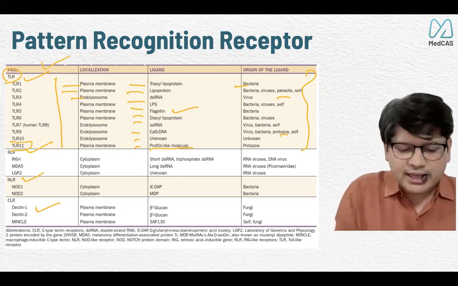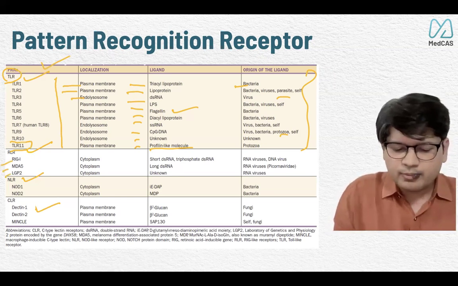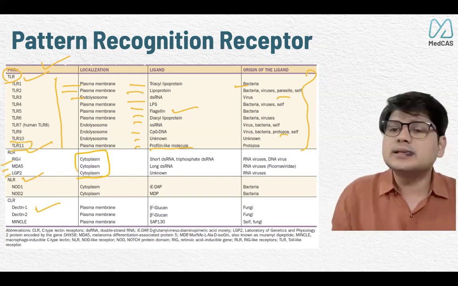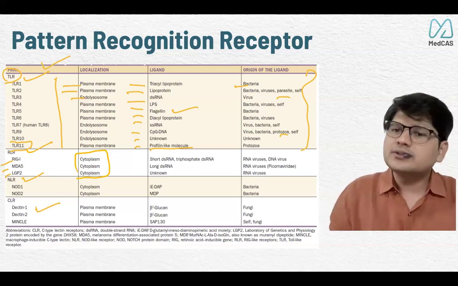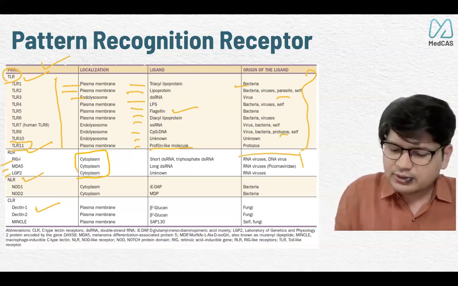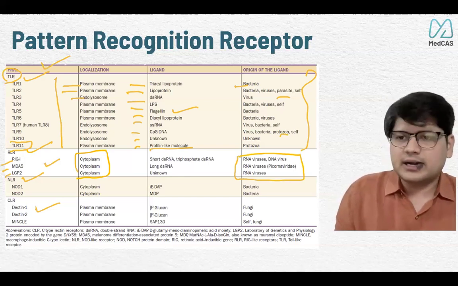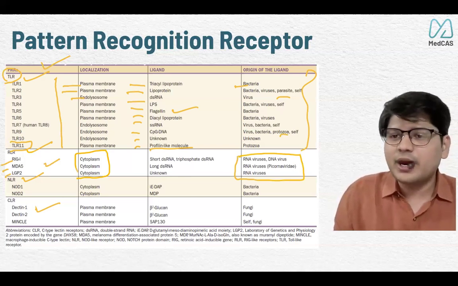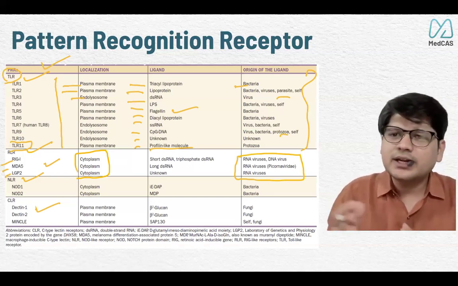Then you have the RIG-like receptors, which are RIG-I, MDA5, and LGP2, located in the cytoplasm. What will they detect? Intracellular bacteria or viruses. The answer is mostly intracellular viruses, which are picked up by your RLR. Influenza virus, where do we identify it? Here, it's very easy. So this is what happens.